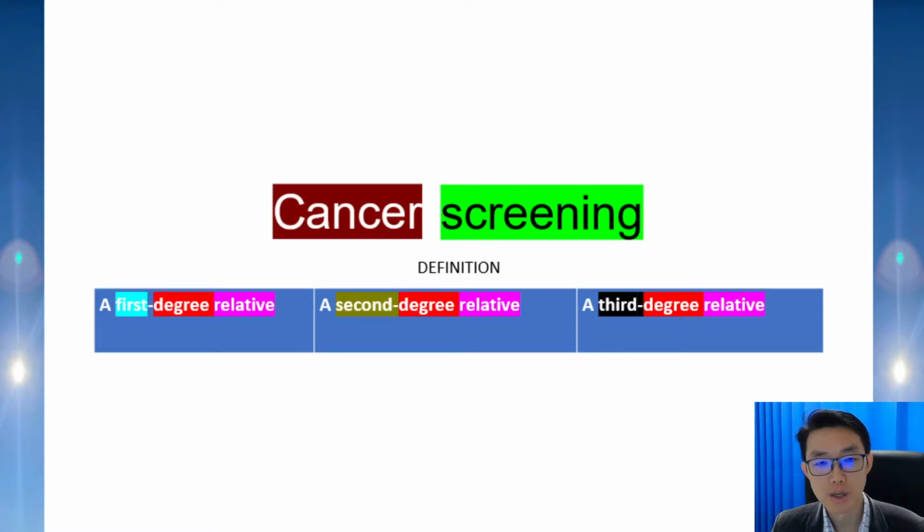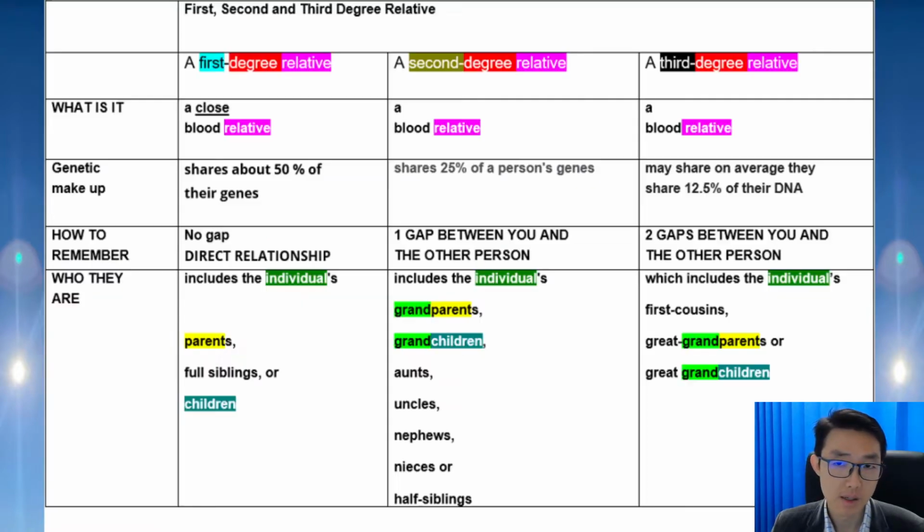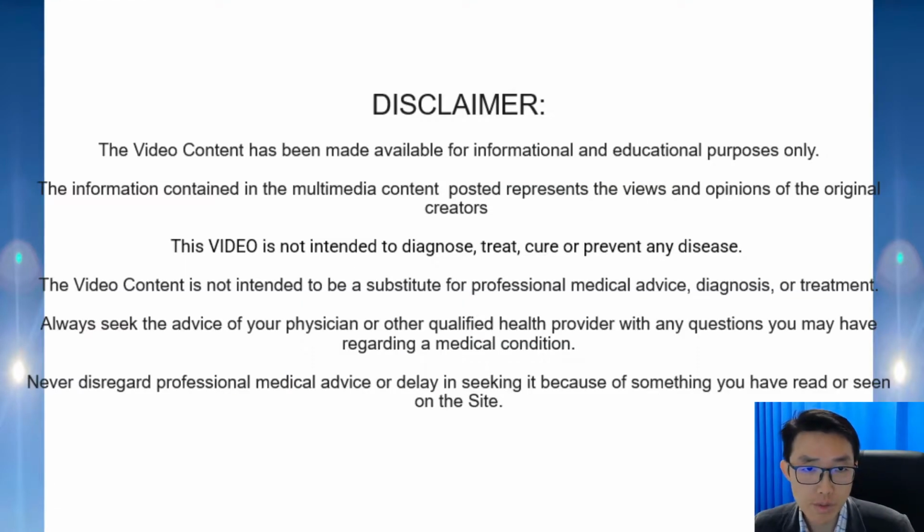I am a GP. Today I will be discussing the different types of relatives, specifically first degree, second degree, and third degree relatives. This video is in relation to the cancer screening series of videos that I will be doing. As usual, before I begin my presentation, I just want to show my disclaimer.